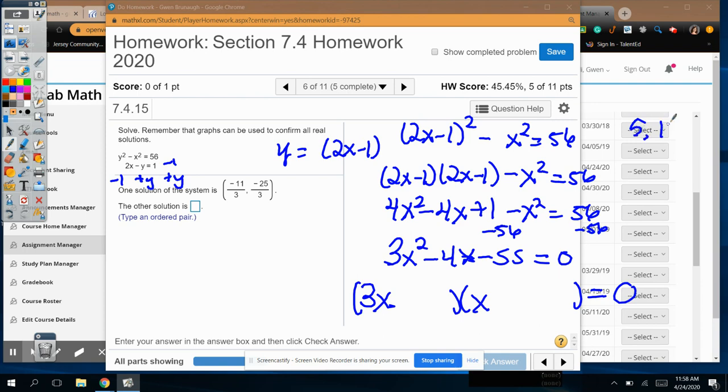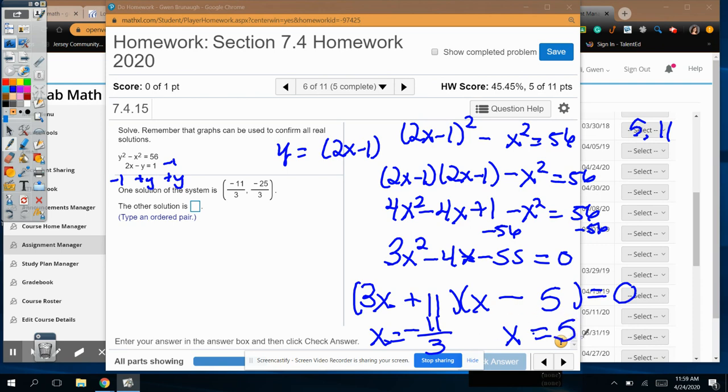If I have 5 and 11, if I put the 5 here, that gives me 15. The 11 here gives me 11. I need it to be a negative 4, so the minus here and the plus here. And there's where the negative 11 thirds is. So they said x equals negative 11 thirds, and they already plugged that in for me. The other one is going to be x equals 5.